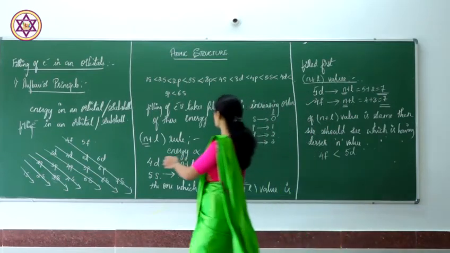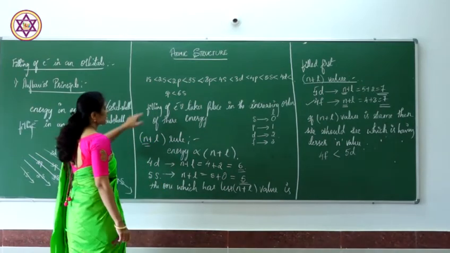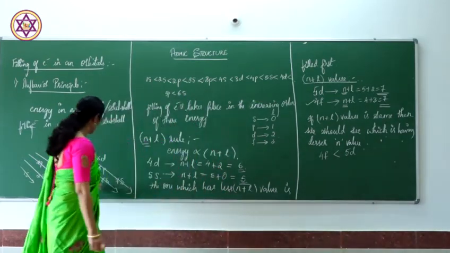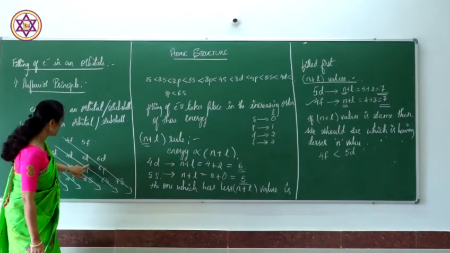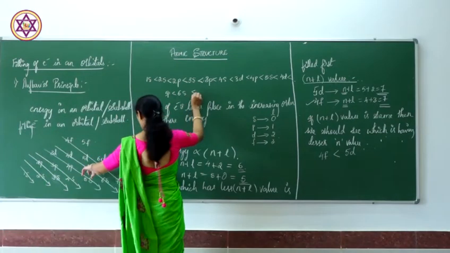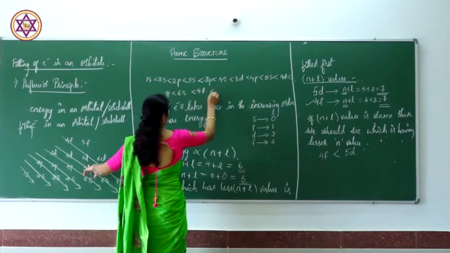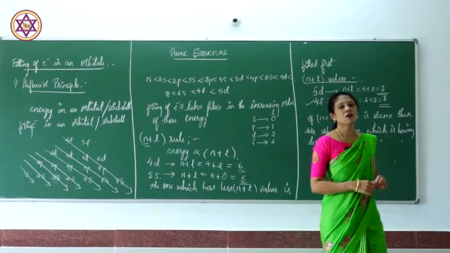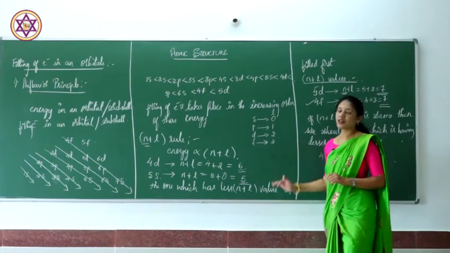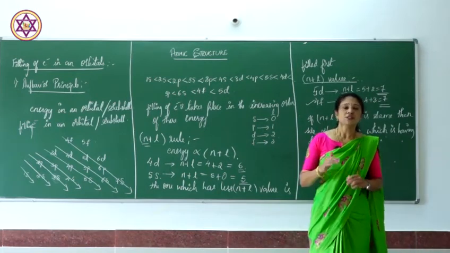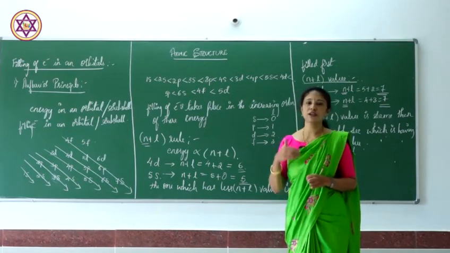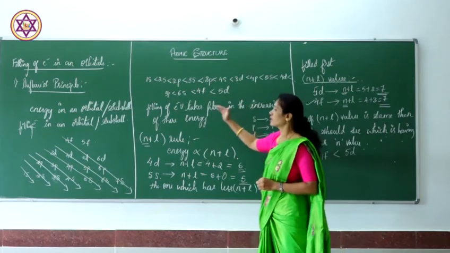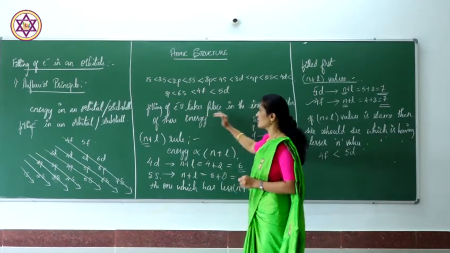Here you can see that after 7s come 4d, 5p, 6s, then 4f, then 5d. The filling of 4f takes place and then the 5d subshell fills. This is the Aufbau principle based on the n plus L rule. Depending on the n plus L rule, we classify and give the filling of electrons in the subshells of the orbitals.